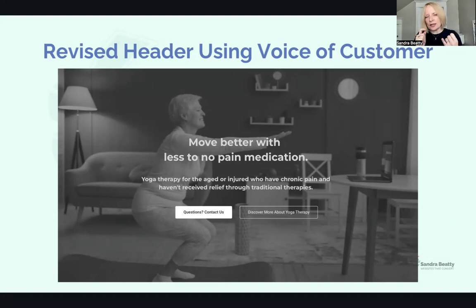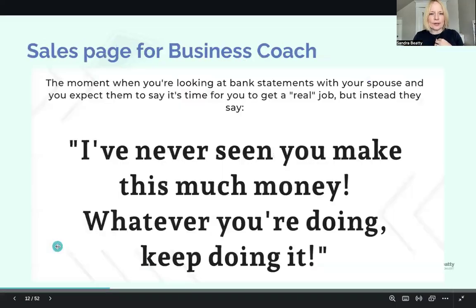I knew after talking to people, they wanted to move better with less to no pain medication. And the people who were coming to her were injured, older, aged, they have chronic pain, and they haven't received relief through traditional therapies. So that kind of knowledge helped to write the header for this homepage.